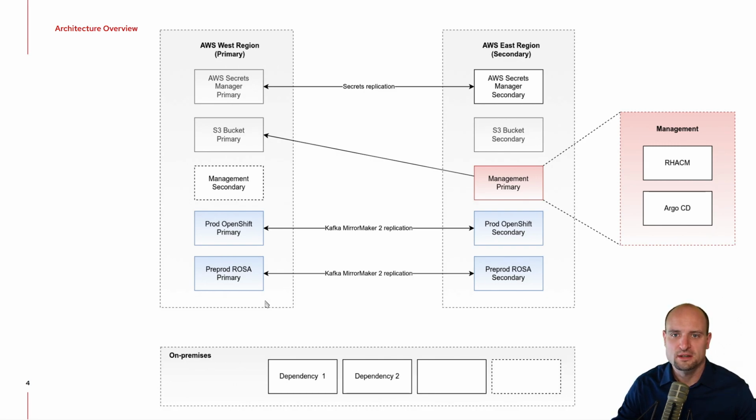However, if the disaster in the secondary region should take a longer time, then we have the ability to redeploy the management cluster in the primary region as well. For that, we would use Ansible automation to deploy the tooling, and then we would restore the state of Red Hat ACM from the backups, which are being created in the S3 bucket in the primary region.